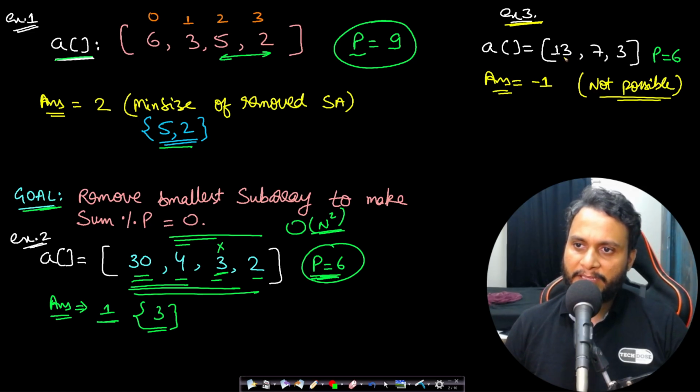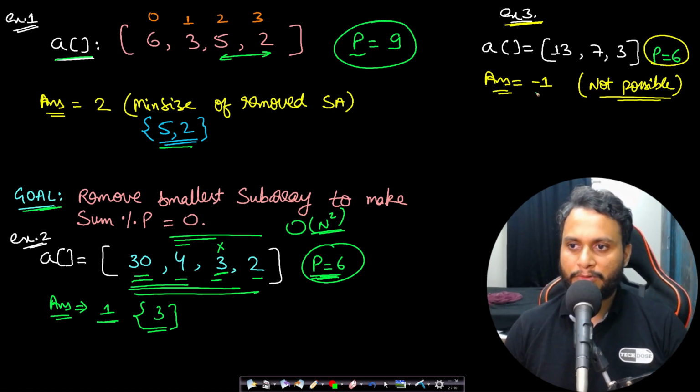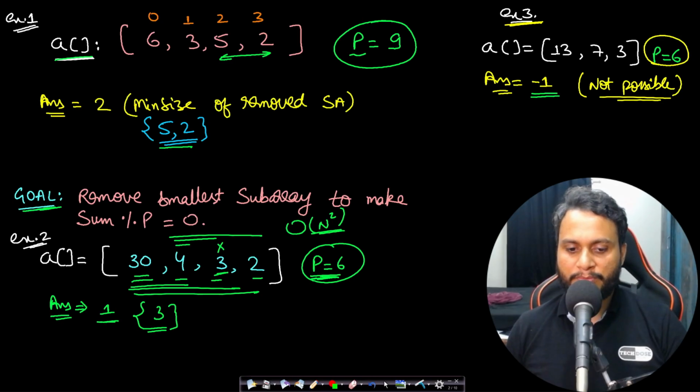In this case, our array elements are 1, 3, 7, 3, and our divisor is 6. Can we remove some items here, 0 or more items, so that the rest of the array sum will be divisible by p? I think we cannot do that. You can try it out, and so we will return -1 in this case. So I hope you have understood the problem statement.